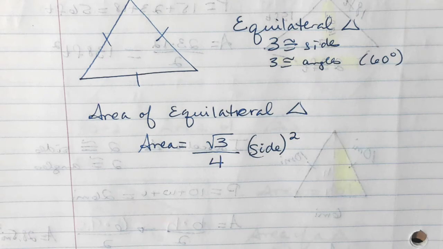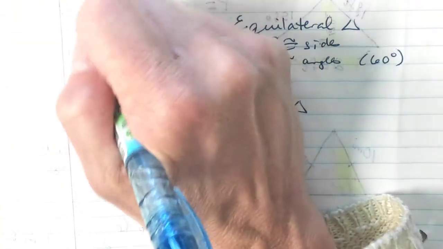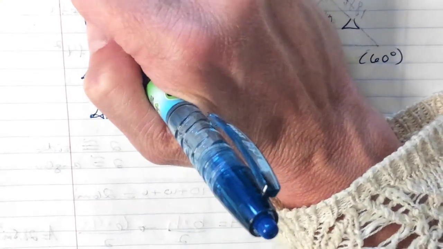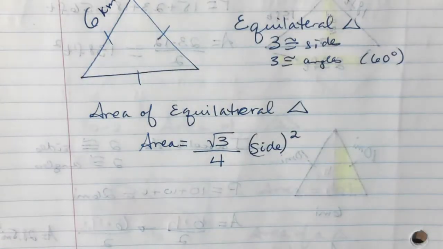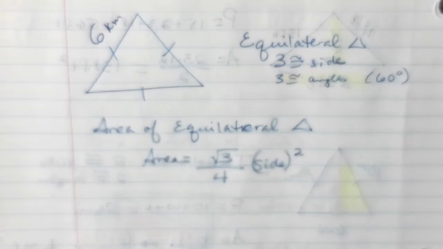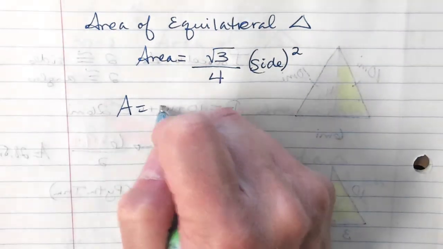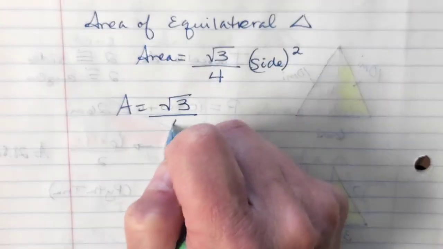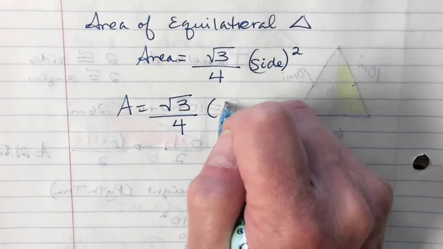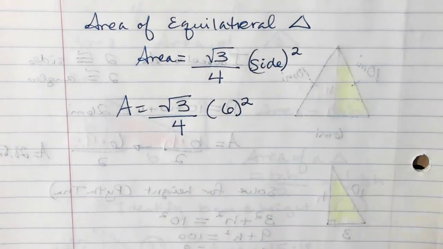Would someone give me a number, any number, to put on this equilateral triangle? 6. Okay, we're going to go with 6. And let's go with 6 kilometers. It's going to be a big triangle. I only have to give you one side because you know all three sides, right? This guy's equilateral. So let's find the area of this particular triangle. We're going to do the square root of 3 over 4 times 6 squared.